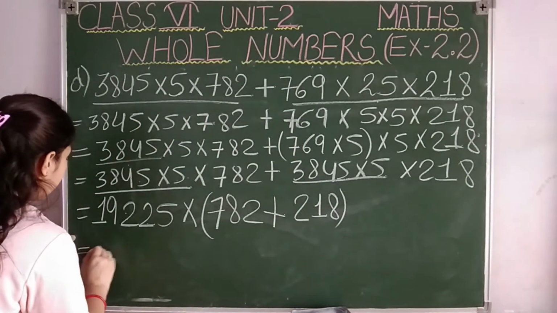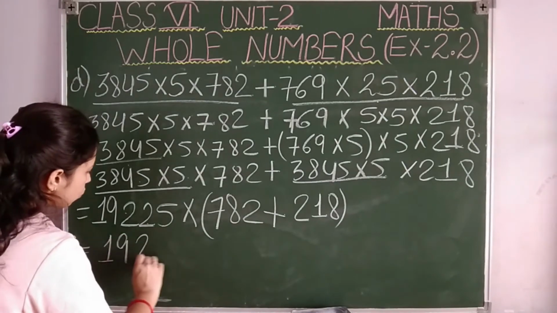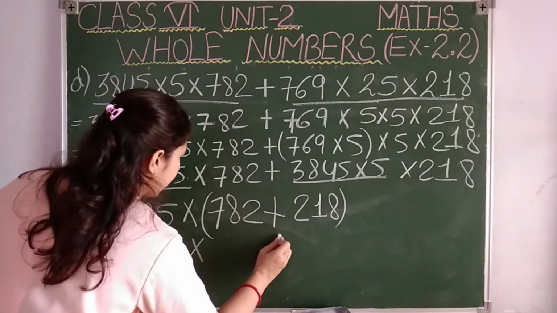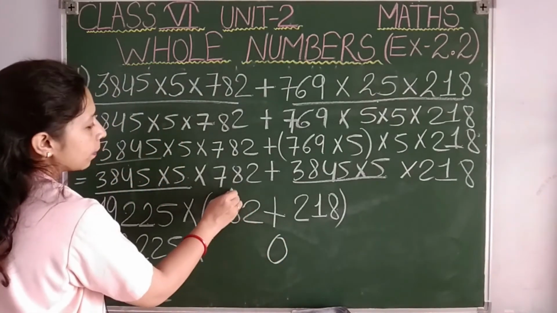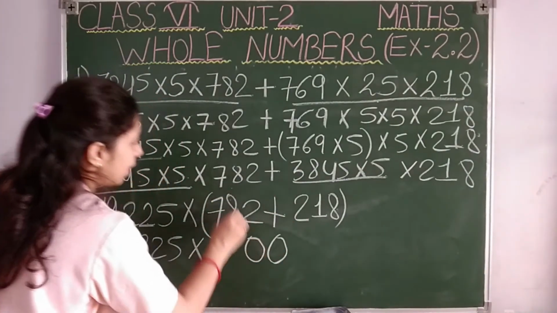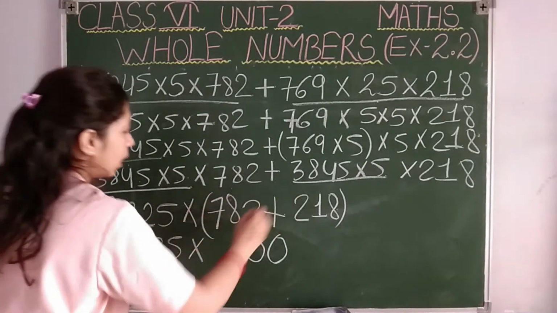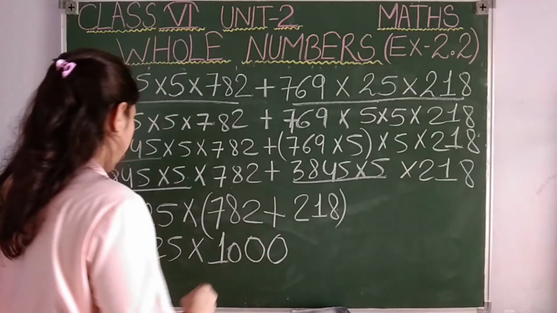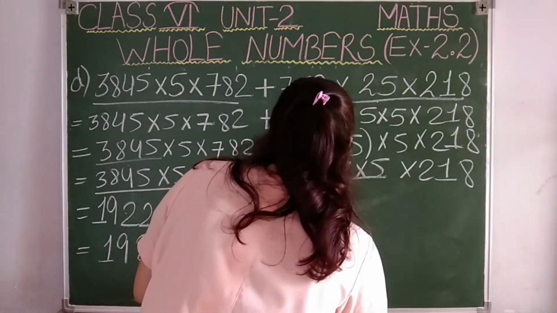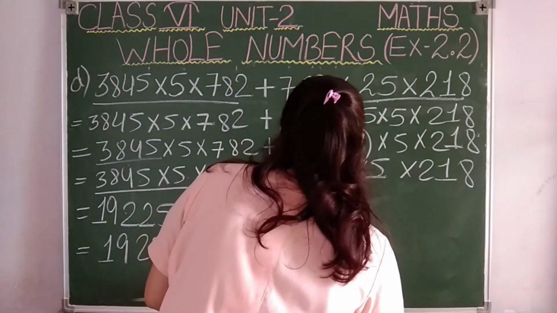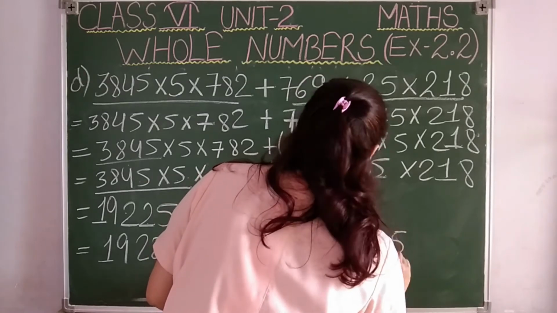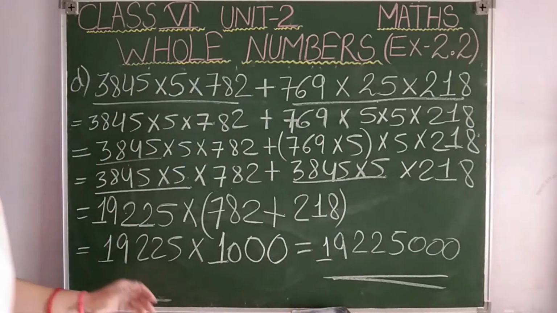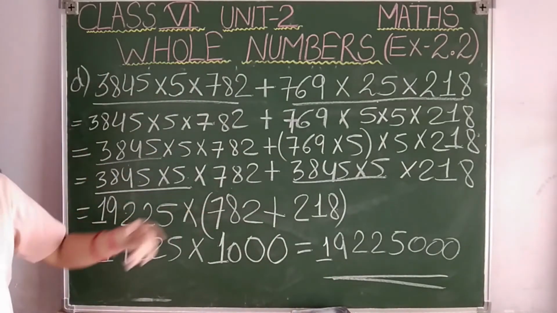Okay, then again 19225 multiplied by, add them, students: 2 plus 8, 10, 1 carry over, 8 plus 1, 9, 9 plus 1, 10, 1 carry over, 7 plus 1, 8, 8 plus 2, 10. Okay, so I got 1000. Now write the answer. 19225 and 3 zeros. So students, for point number D, this is the answer.